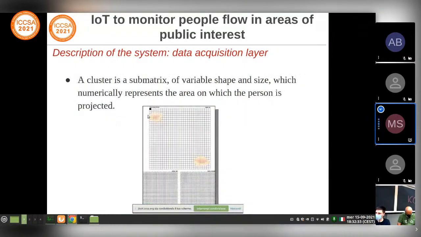In this picture, we can see two clusters specifically. Clusters are matrices of variable shape and size, which represent the area on which the person is projected. So these clusters represent persons that are going through the door.